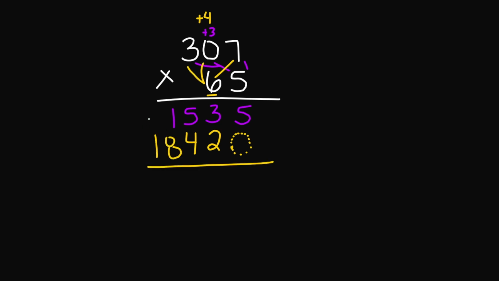Now we're going to add. So 5 plus 0 is 5. 3 plus 2 is 5. 5 plus 4 is 9. 1 plus 8 is 9. And then here we have 0 plus 1. That's going to equal 1. So your final answer is 19,955.